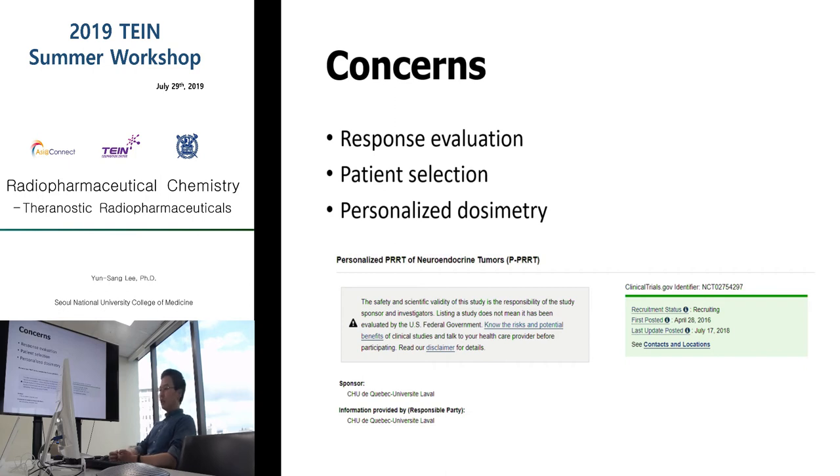And next is about patient selection. We should consider who will have the best response to the therapy. Blood tests and gene analysis are also used for this kind of patient selection. And the third part is about personalized dosimetry, and there are also ongoing studies for personalized PRRT for neuroendocrine tumors.